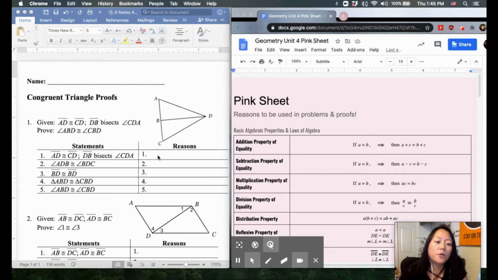Okay, so the first proof we're looking at here, we've got given segment AD is congruent to segment CD, and also segment DB bisects angle CDA.